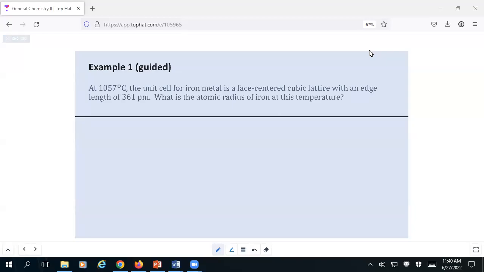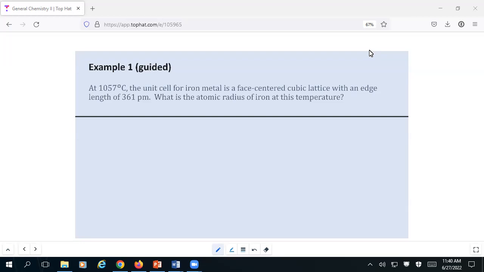Okay, so what we want to do in this session is focus on a couple of different kinds of calculations that we can do that are related to unit cells. I want to focus on and highlight the three most common ones, and then I'll give you a chance to practice a couple of them on your own.